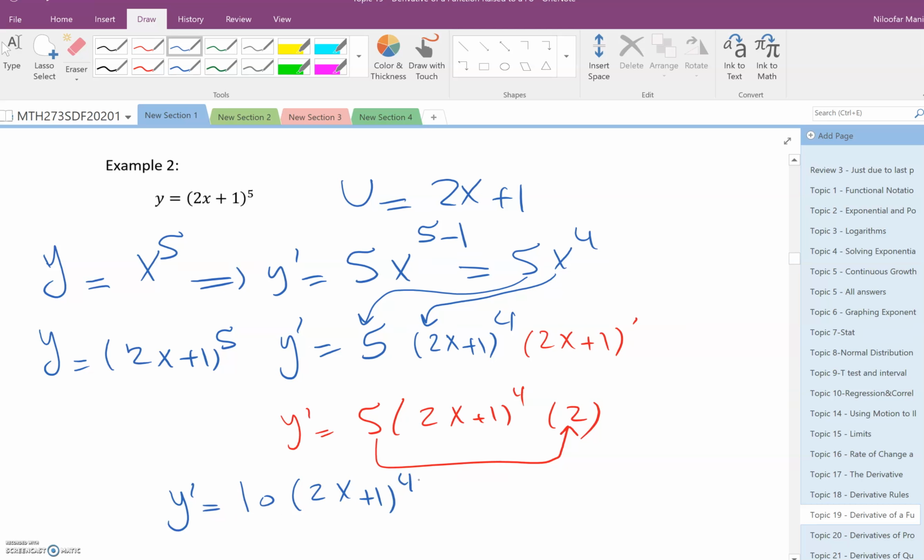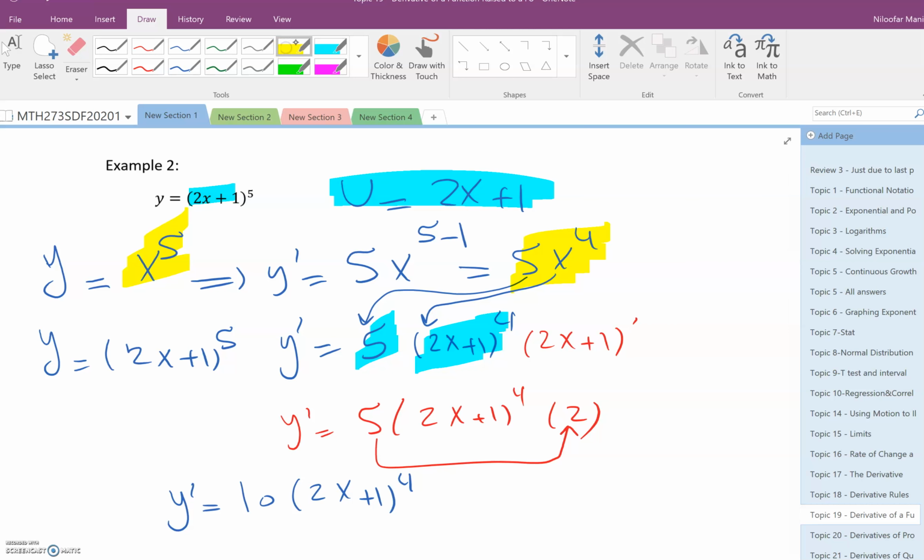Okay? So step by step, I look at my function, I see something power 5, I don't see x power 5. I know if I see x power 5, my answer is 5x power 4, but I don't see that. I see something else. This is my something else. This is u. So now I put u instead of x, so 5, the same, this power 4, and I have to times with u prime. This is u prime, and u prime is 2. 2 is here. And then you have to multiply them.